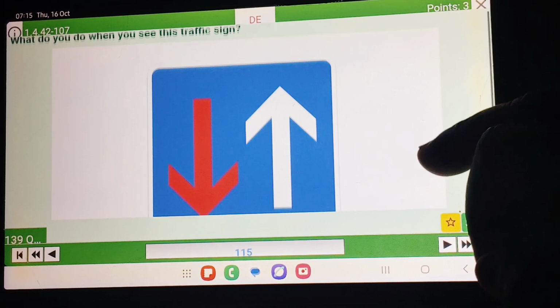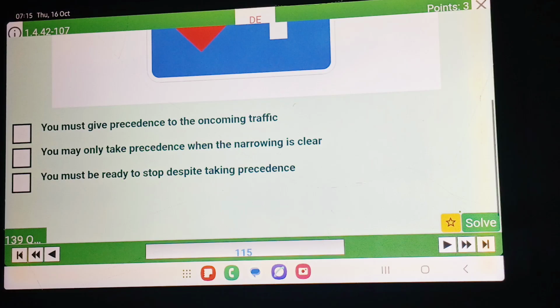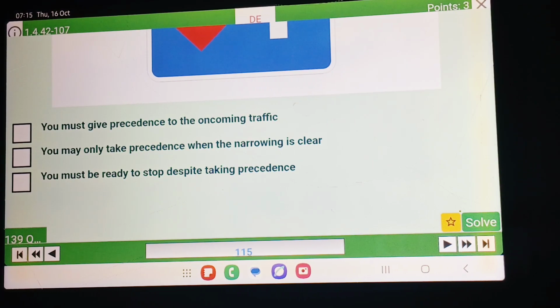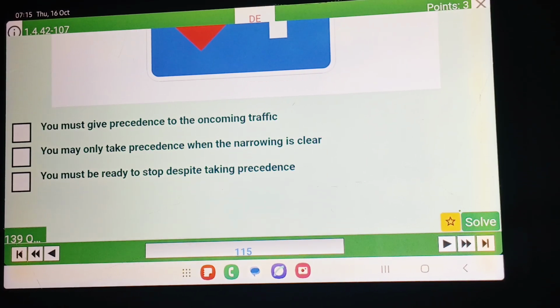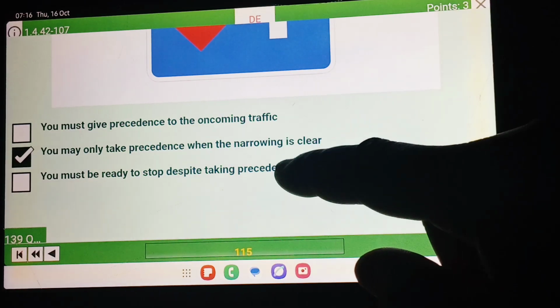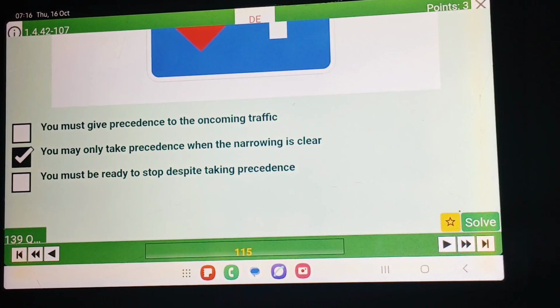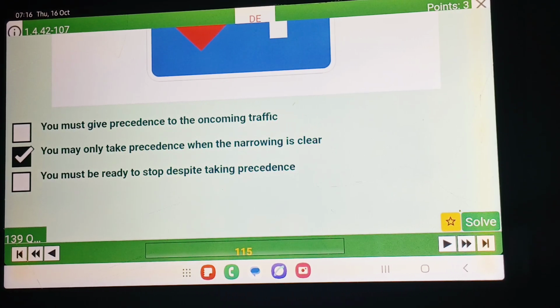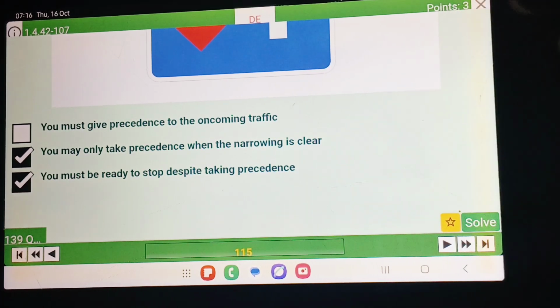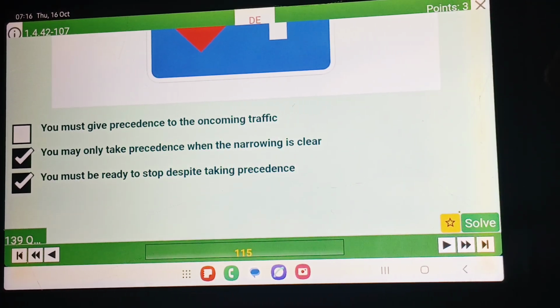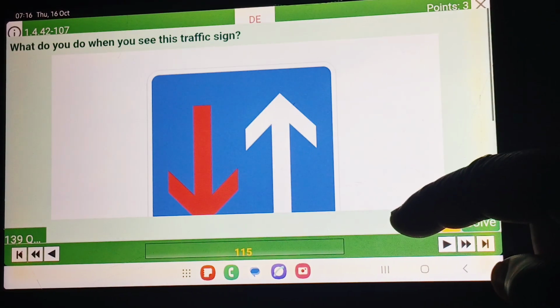So what do you do when you see this traffic sign? You must give precedence to the oncoming traffic? No, you have right of way over them. You may only take precedence when the narrowing is clear, yes. If the road is clear, without any obstruction, without any emergency, you can continue, you have right of way. You must be ready to stop despite taking precedence, yes. If there's any emergency, even though you have right of way, you should be able to stop.